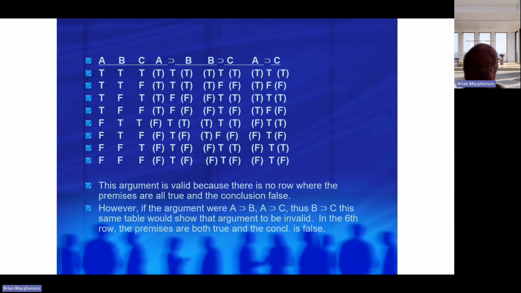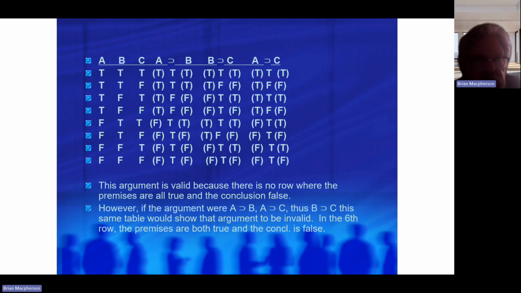Now we go to the 7th row. False implies true gives me true. False implies true gives me true. So both premises are true. However, A then C is also true because false implies true gives me true. So this is not a row where the premises are both true and the conclusion is false. Last row to consider. All three, A, B, and C, are false.